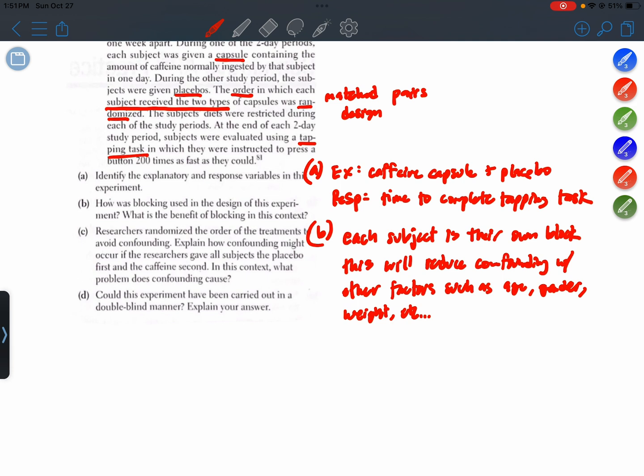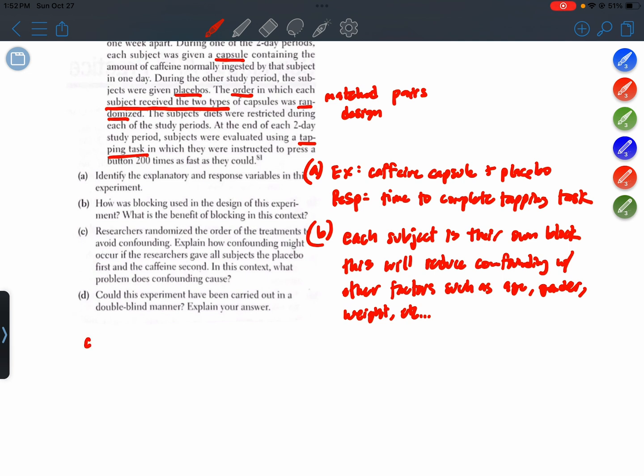Another thing I can think of, which might be the answer they're looking for, is that it also reduces the variability, because now I'm only looking at Bob's results, which there's going to be much less variability when I'm looking at Bob's results than when I'm looking at everybody's results together. Okay.